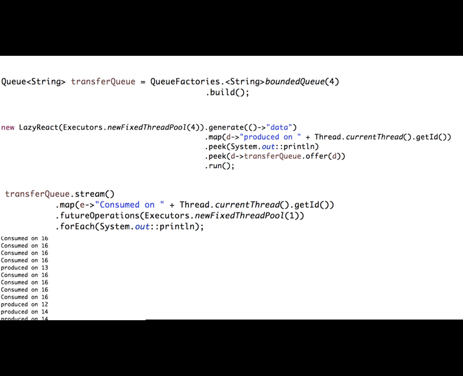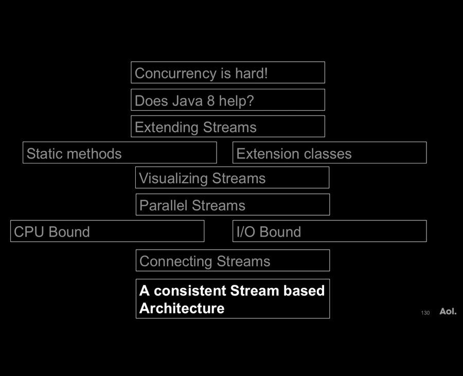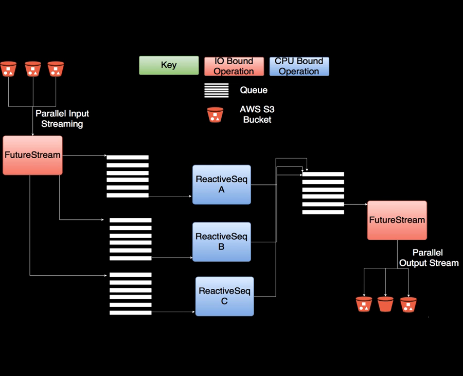So when we run, we can see that we get the output like produced on a number of different threads and then consumed on a similar thread. So in this manner, you can use a queue to pass data between data producers and data consumers. So what this allows us to do is to create a consistent stream-based architecture right throughout our applications.